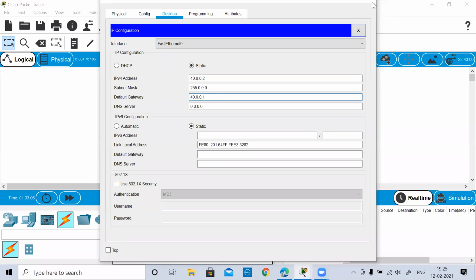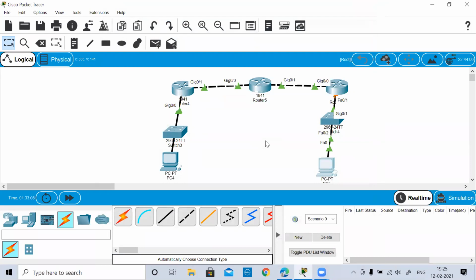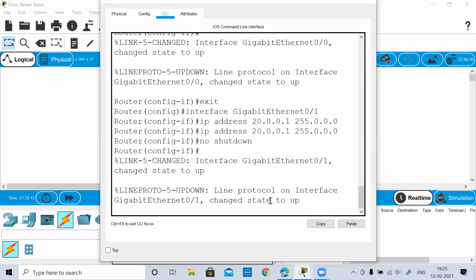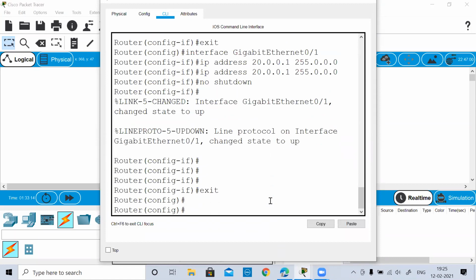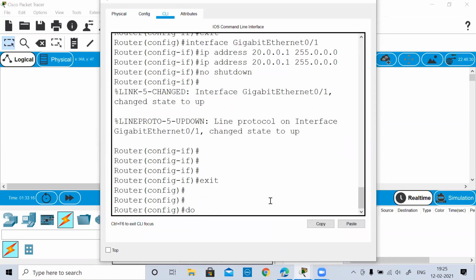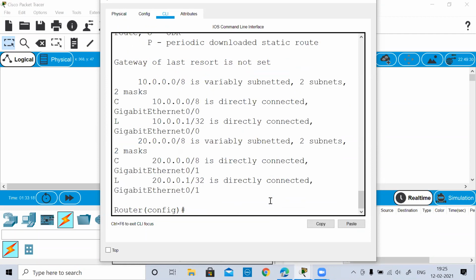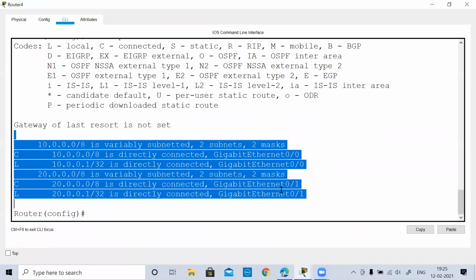Okay, this is done. Now we have to start OSPF. Initially they will have their directly connected network information in their routing table. Let me exit from here and do show ip route. You will find that only their directly connected networks are initially reflected in their routing tables. So now let's start with router OSPF.